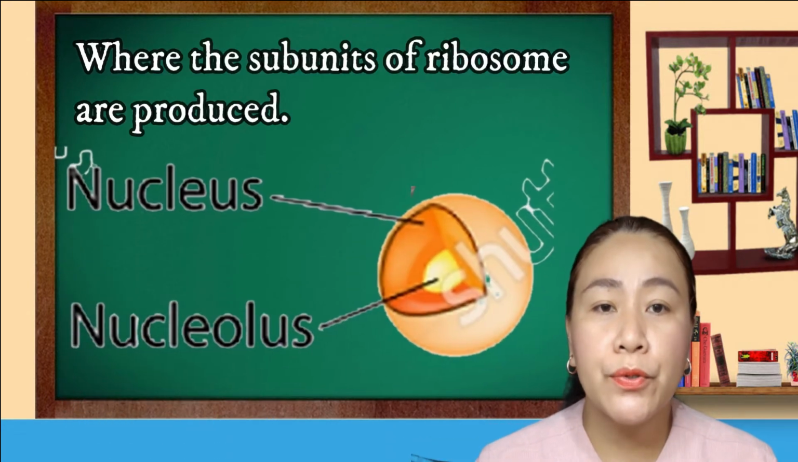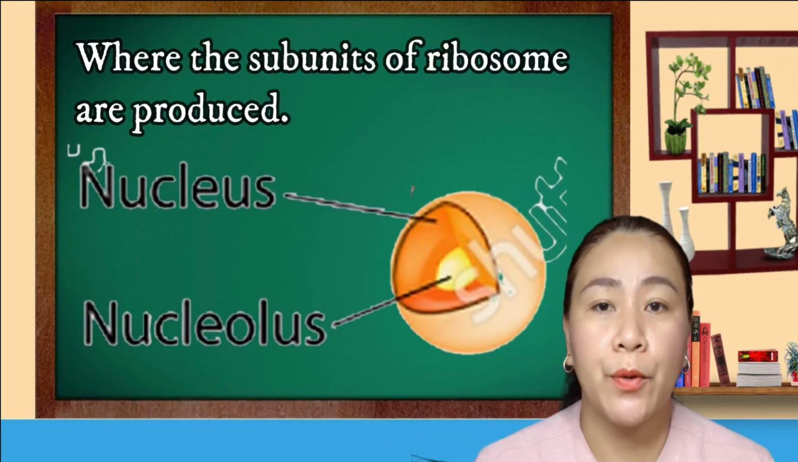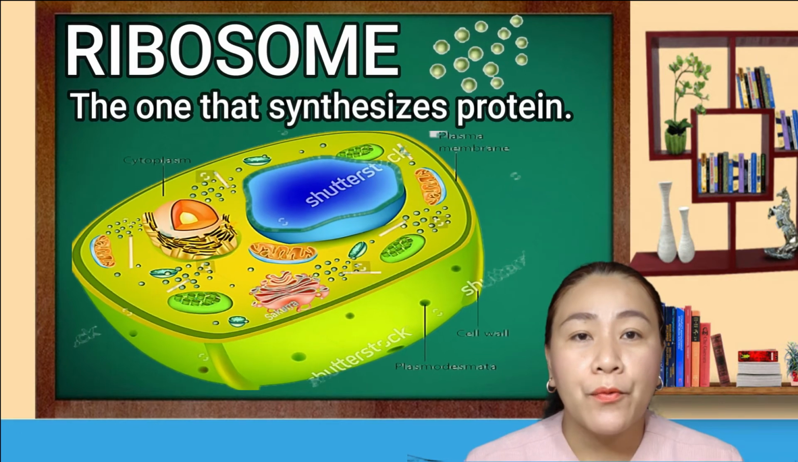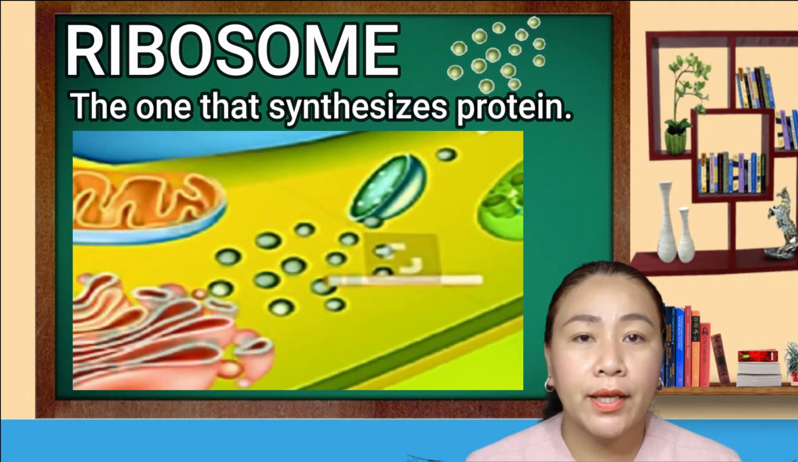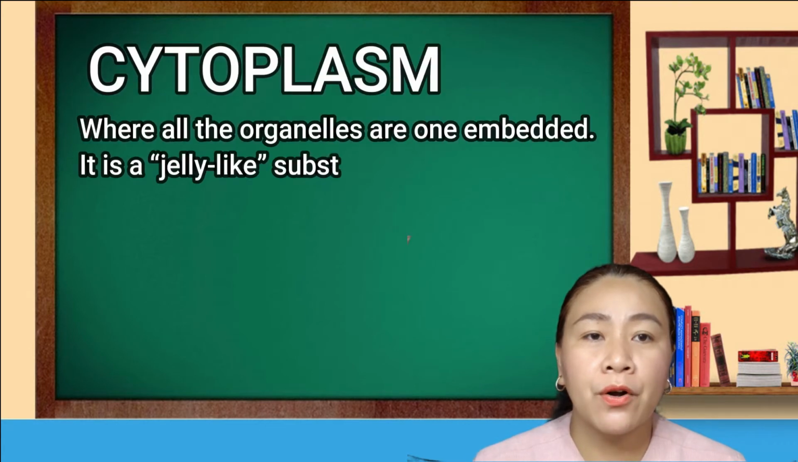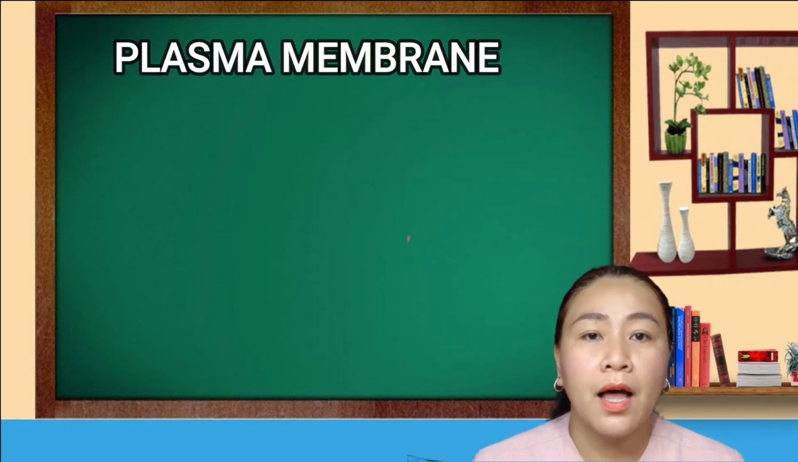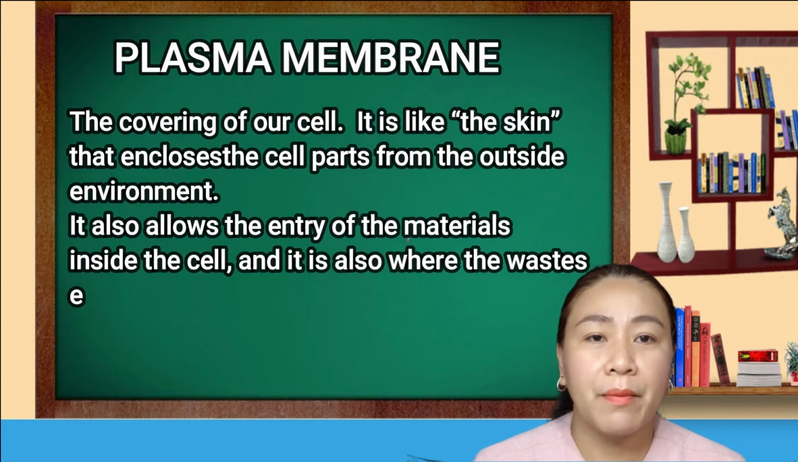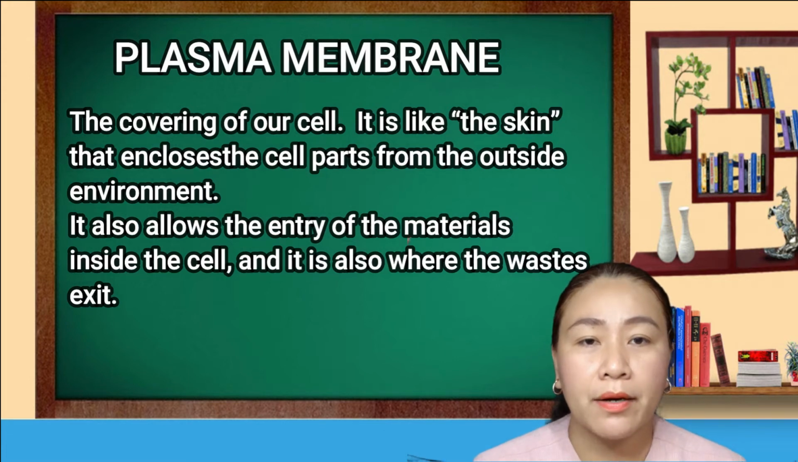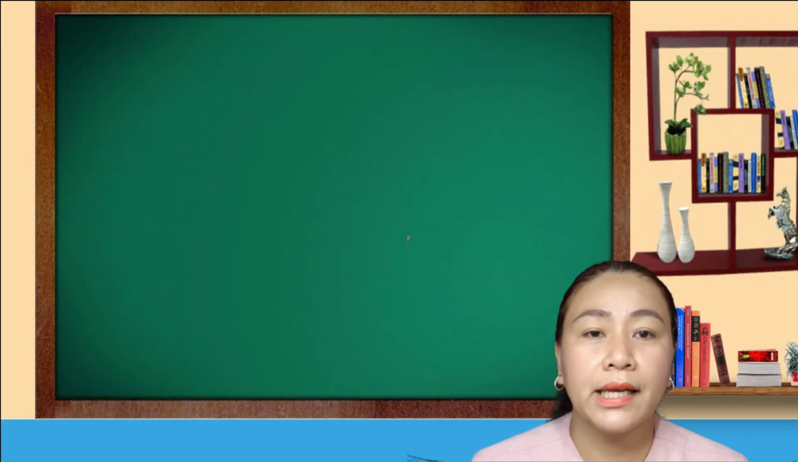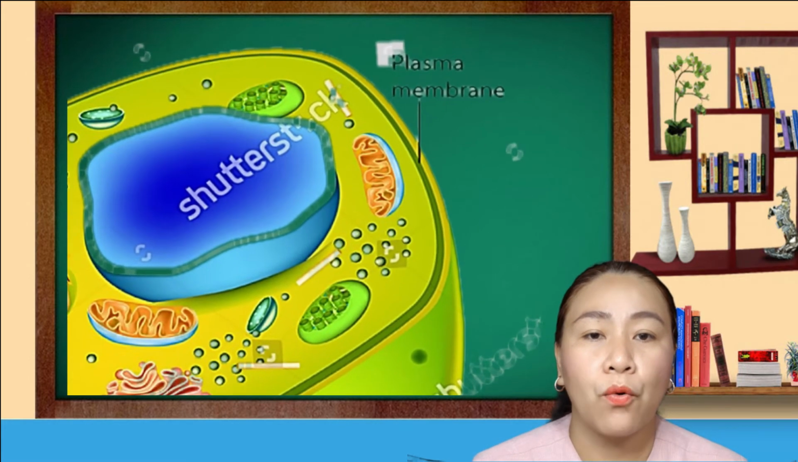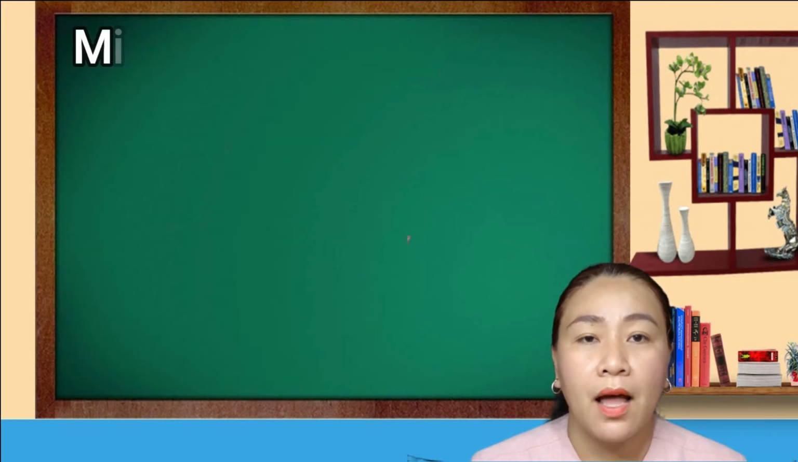Nucleolus. Nucleolus is where the subunits of ribosomes are produced. Ribosome. Ribosome is the one that synthesizes protein. Cytoplasm is where all the organelles are embedded. It is a jelly-like substance that surrounds the organelles of the cell. Plasma membrane. Plasma membrane is the covering of our cell. It is like the skin that encloses the cell parts from the outside environment. It also allows the entry of materials inside the cell, and it is also where the waste exits.